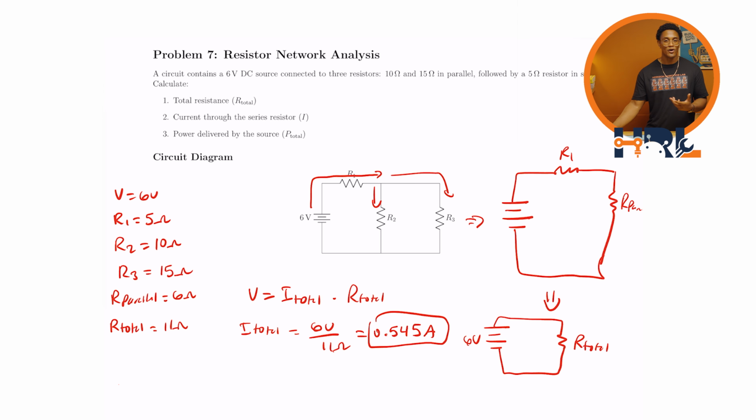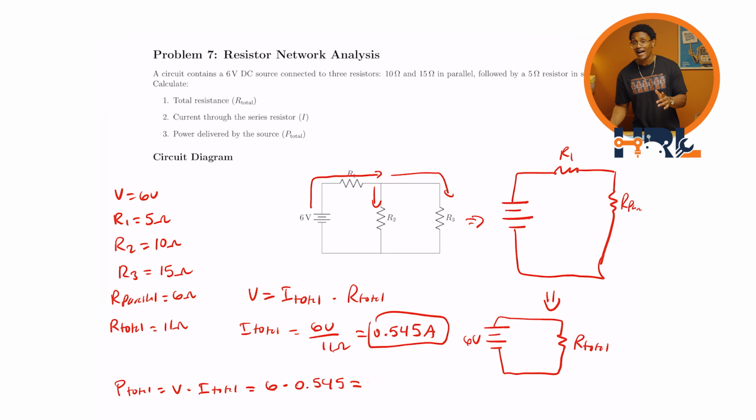And now that we have the total current going through the rest of the circuit, we can calculate what the power coming from the source is. So P total is equal to V times I total. So we have 6 times 0.545. And that is approximately 3.27 watts.